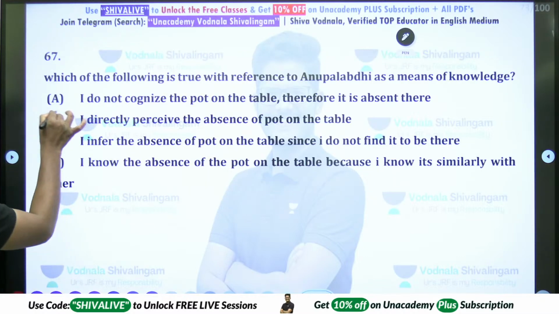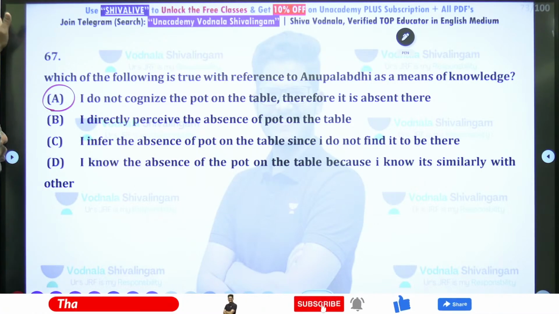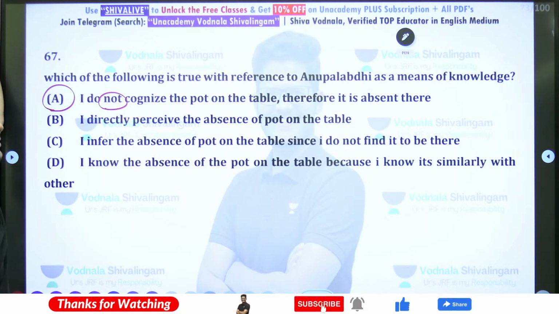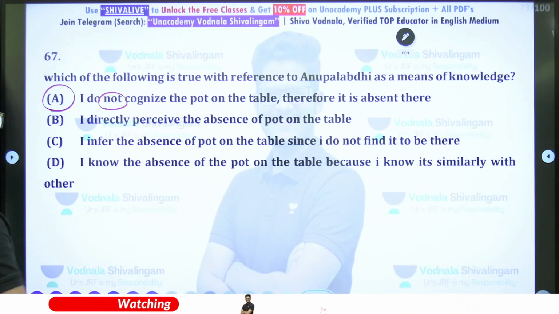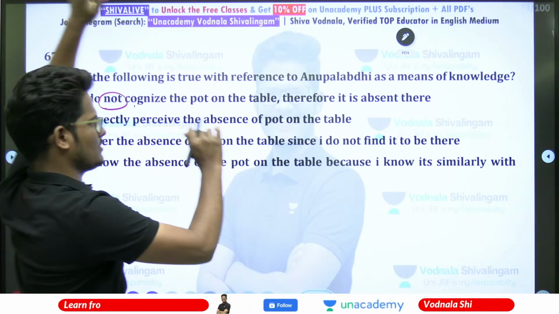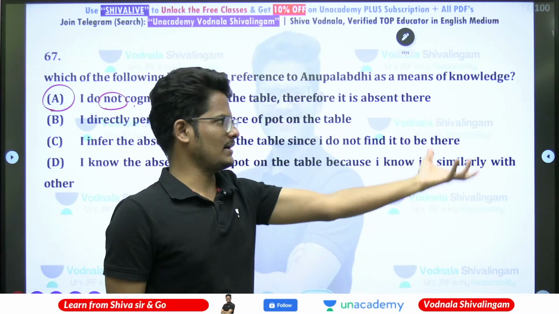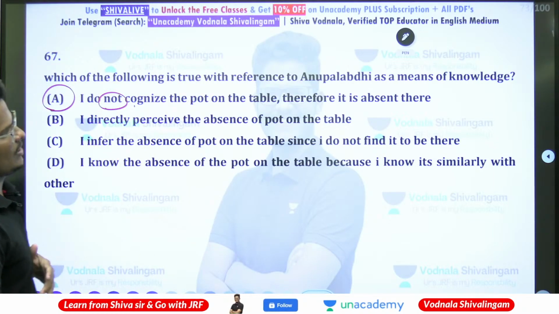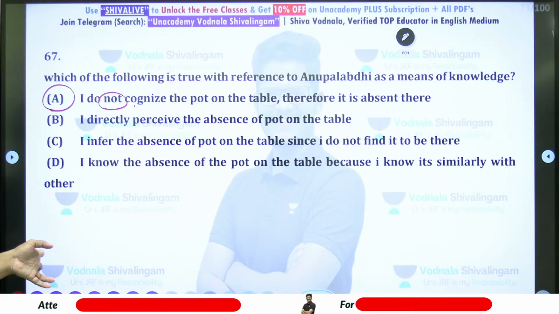Option A is the given answer, which is true with reference to Anupalabdhi. I do not cognize the pot on the table, therefore it is absent there. I am not able to recognize the pot and I can say that it is absent on the table. So we are recognizing the non-existence of the pot over here.